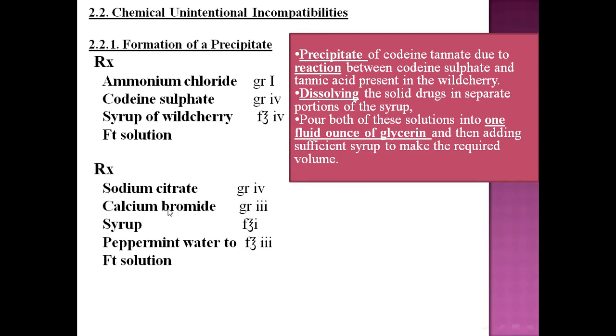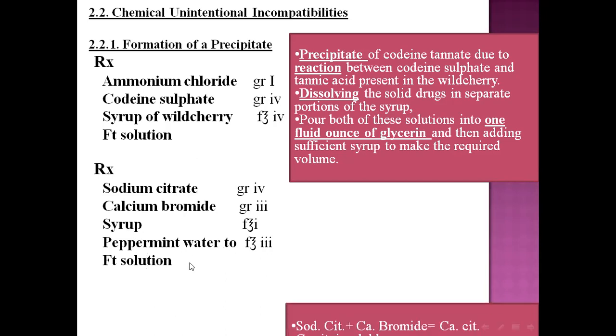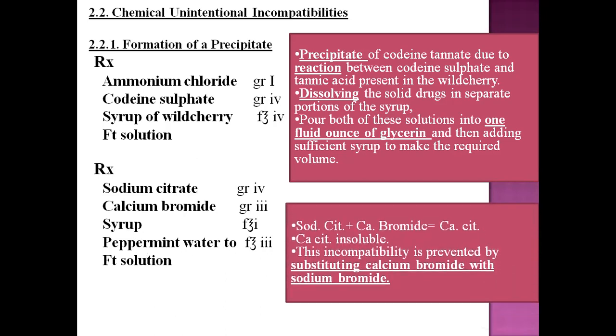صوديوم ستريت، كالسيوم بروميد، سيرب وبيبرمنت ووتر 2 وفايت سولوشن، هي نفس القصه، بيحصل تفاعل. صوديوم ستريت بيتفاعل مع الكالسيوم بروميد عشان يدي كالسيوم ستريت، الكالسيوم ستريت ده مش بيدوب فعمل ايه؟ بريسبتد، تمام كده؟ يبقى هو فين تفاعل؟ عمل بريسبتد، يبقى هي كيميكال ان انتشنال فورميشن اوف ا بريسبتد.